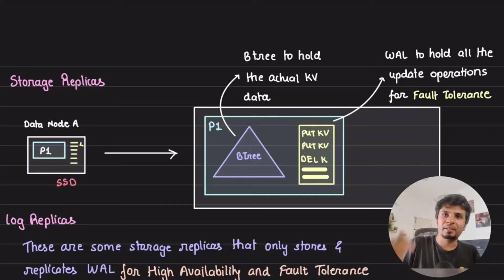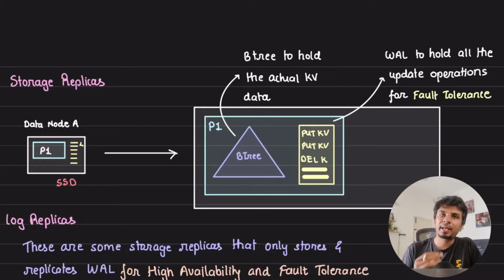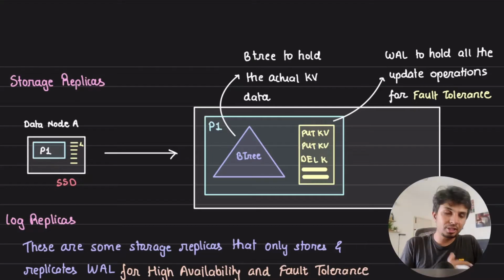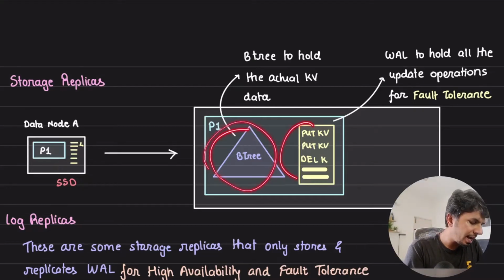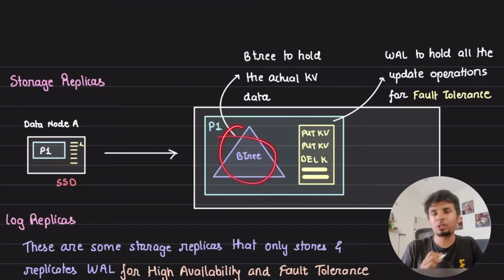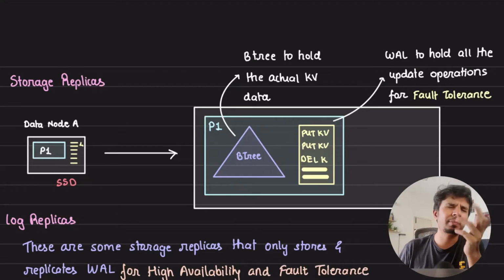Let's go a level deeper. Let's see what the storage node holds. We were just drawing these boxes. Hey, this is partition. Hey, this is write ahead log. Let's go a bit deeper and see what this is. Each storage node has multiple partitions. Each partition is a combination of a B-tree and a write ahead log file. The B-tree is the one where the actual data is stored.